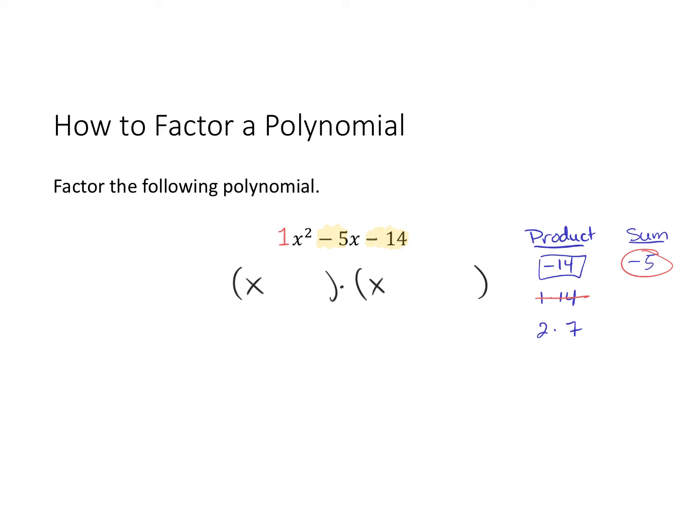But if we take a look at 2 and 7, if I make 2 positive and 7 negative, then when I multiply positive 2 and negative 7, that will give me negative 14. And then when I add them, positive 2 plus negative 7, that adds up to negative 5. So that's the one that I want. So here I would write that down as x minus 7 times x plus 2. So that's how we would factor that polynomial. Okay, let's take a look at a few more examples.